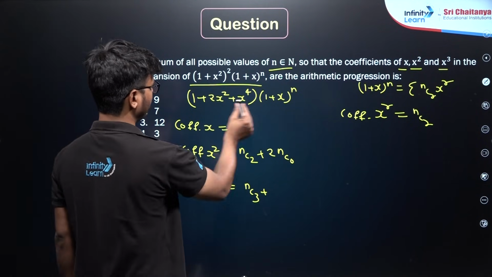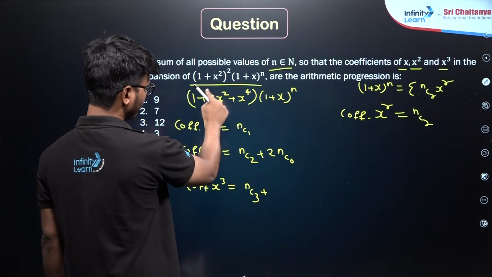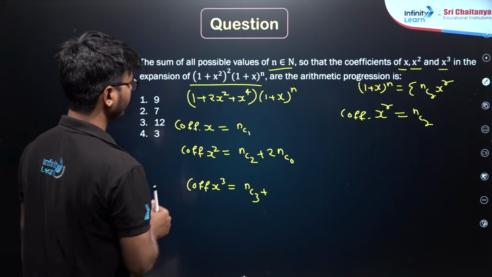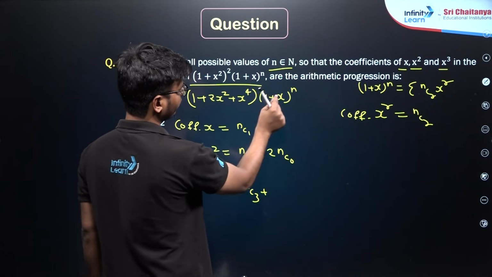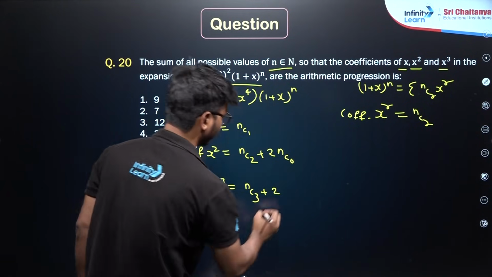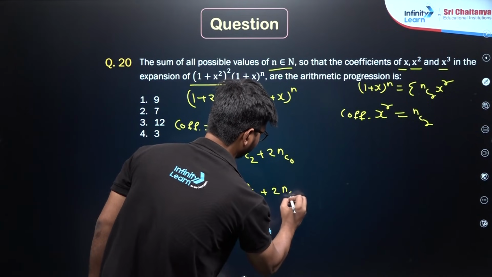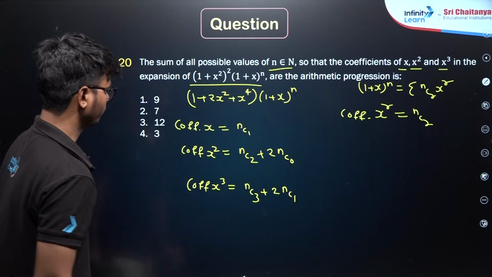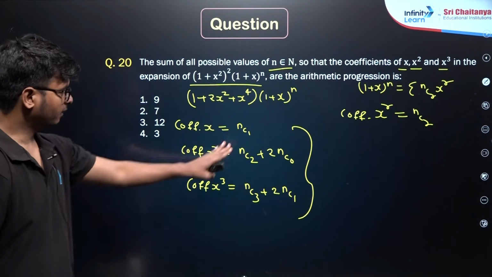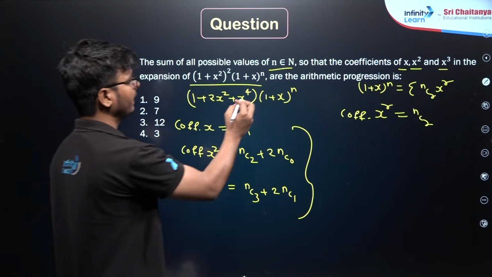Here this is getting multiplied with 1, so we are getting NC3, and 2x square is going to be multiplied by x. So here we are going to have 2 times NC1, correct? So these are the only 3 possibilities, correct? These are the coefficients. Now they are in arithmetic progression.